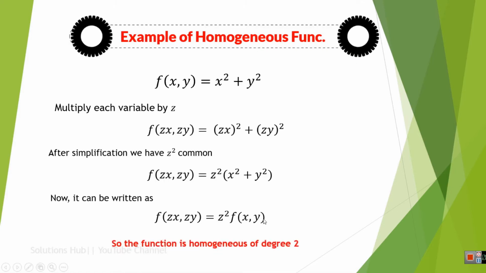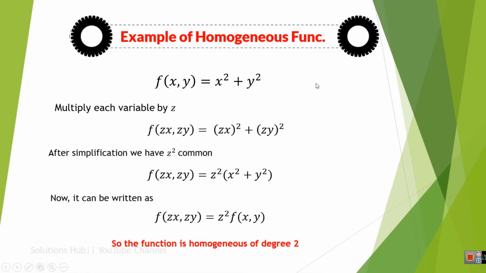If we are not able to get f of xy here, then it is not a homogeneous function. As we are able, we have succeeded in transforming our function into that particular form. We have f of xy, that is the original function here. It means that we have a homogeneous function of degree 2.